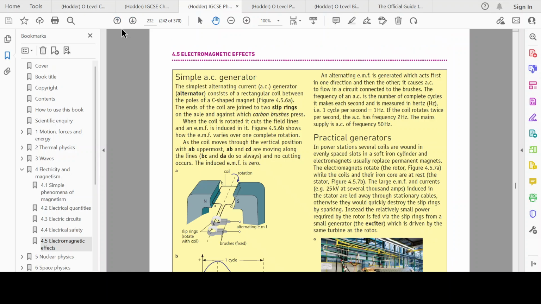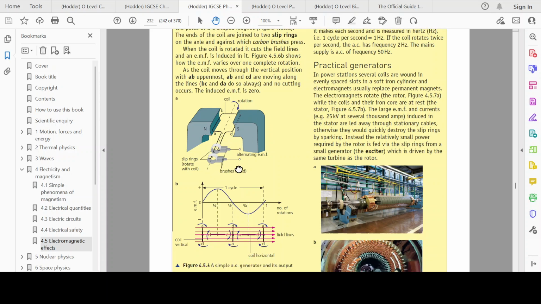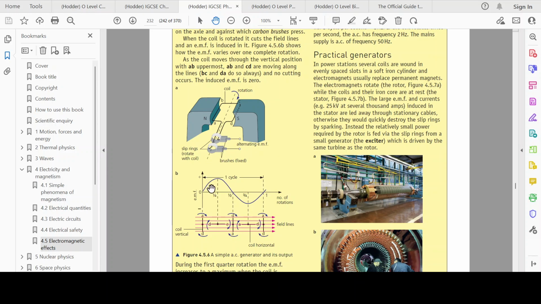Right, so all of that is mentioned over here as well. You've got the A, B, C, and D, right? The slip rings, the shaft, the rotation, right? They show the same.